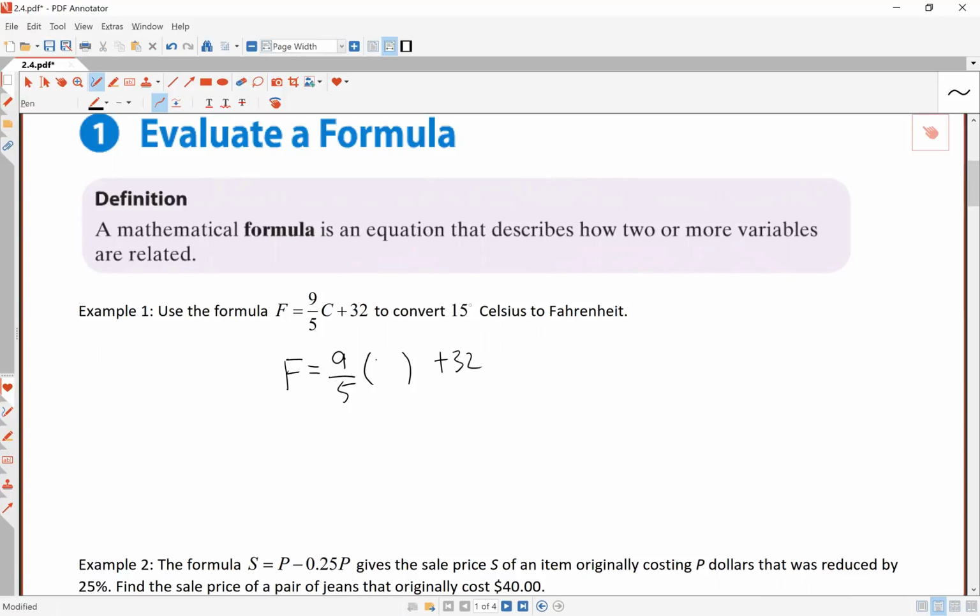Using 15 degrees for the Celsius temperature, we take 9/5 times 15. 5 goes into 5 one time and into 15 three times. 9 times 3 is 27, and we add 32 to that, giving us 59 degrees Fahrenheit. So a nice cool day out at 59 degrees Fahrenheit.